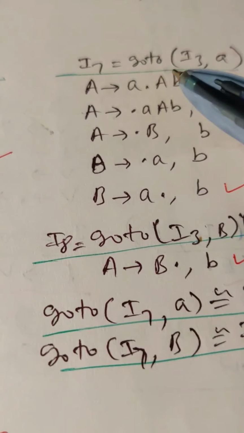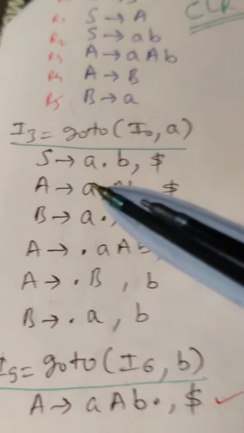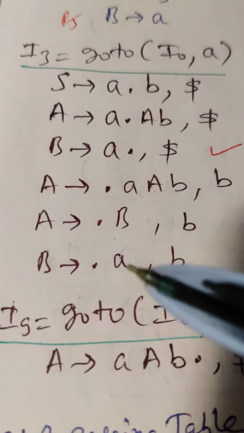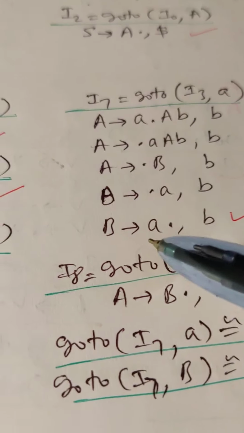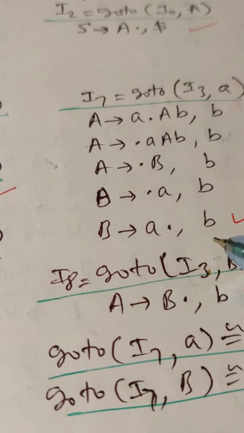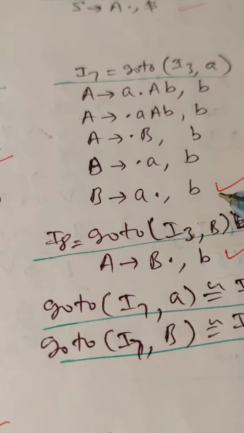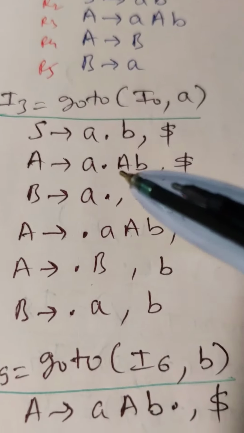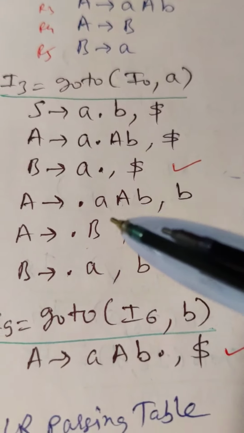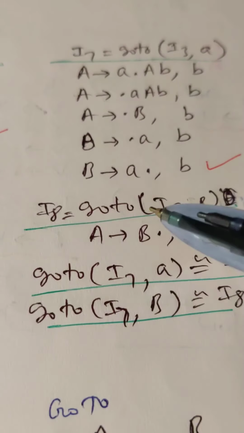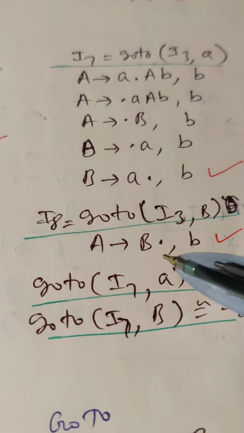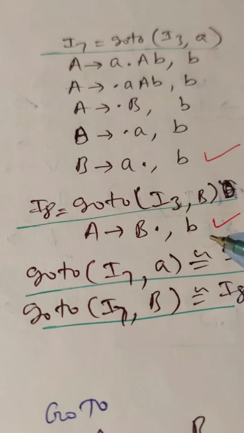Now in item number 3, there's one more dot a. If you observe here, don't forget this. So B goes to a dot B. We have one more rule here: B goes to a dot B. So now I3 comma a is over. Now from I3, a is done, so I3 comma b, this one. So go to of I3 comma b: A goes to b dot, a finish rule, with the lookahead as it is, b. Now I3 is over.